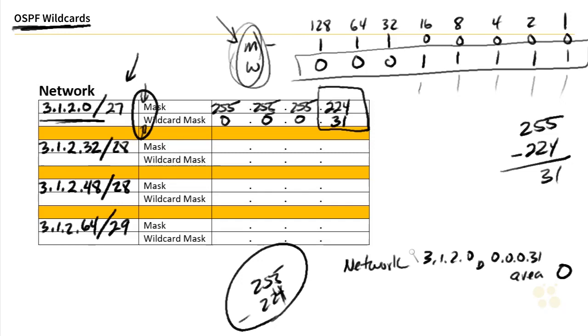So let's do 3 more on paper, and then I'm going to turn you loose on the lab so you can actually verify that the network statements that you're calculating and that we're doing here are correct. All right, so this network here has a 28-bit mask.